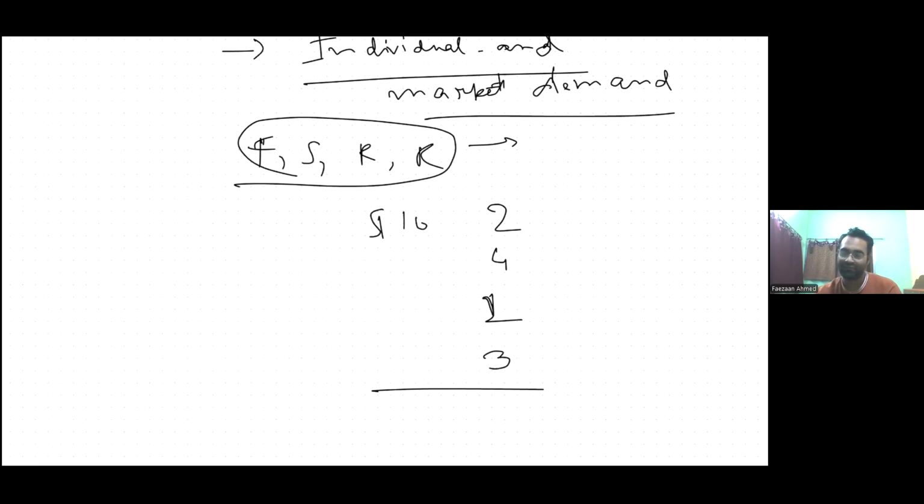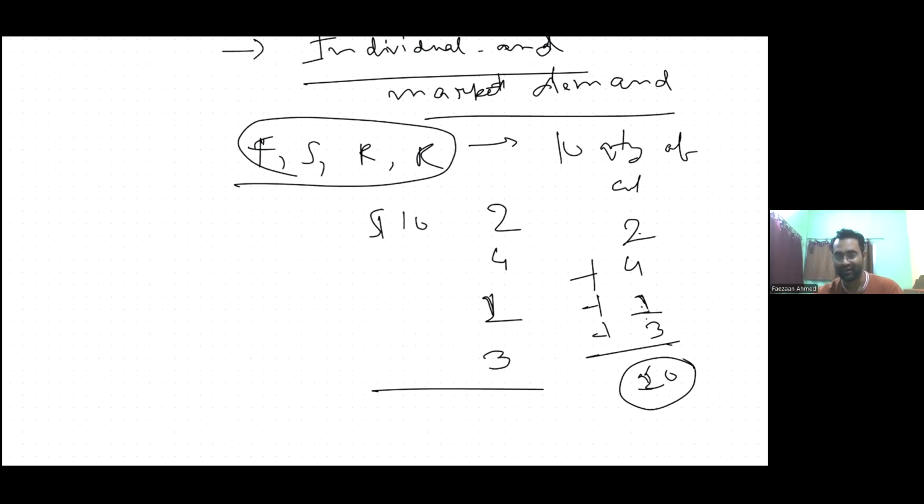Now, if I add all of these, if I do an aggregate of sorts, which means if I add two, four, one, three, let's do an exercise. Two plus four is six. Six plus one is seven. Seven plus three is 10. So this is the addition of all the individual demands. Now, when you add this, you get 10 units of coffee, because coffee is something that you would perhaps relate to better.